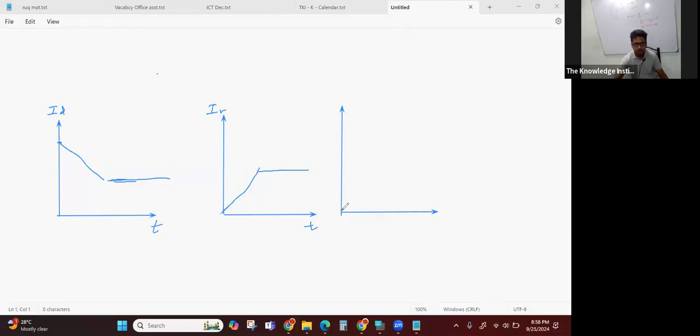If I draw these in the same graph, both will come to a constant value, this ID and this IR. By the way, these graphs are not in our syllabus, so no need to write this down, okay? But you have to understand the fact: initially ID starts with the maximum value, IR starts with the minimum value, and then ID is gradually decreasing and IR is gradually increasing. That is the important thing that you should understand.